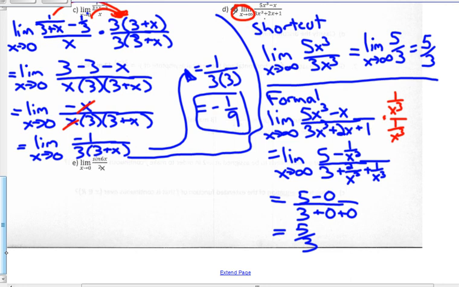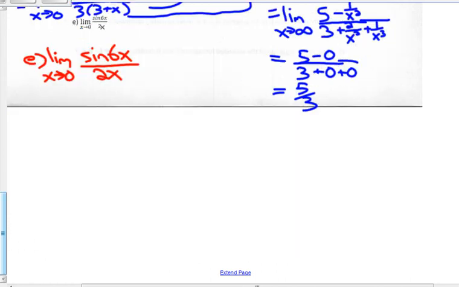Okay, the last one. What makes this one fishy is that we've got trig over something times x. And here was the fact that we know. We know the limit as x goes to 0 of sine x over x is 1. That's a fact for us. We proved it. We looked at it graphically. It was the long proof that we did in class.